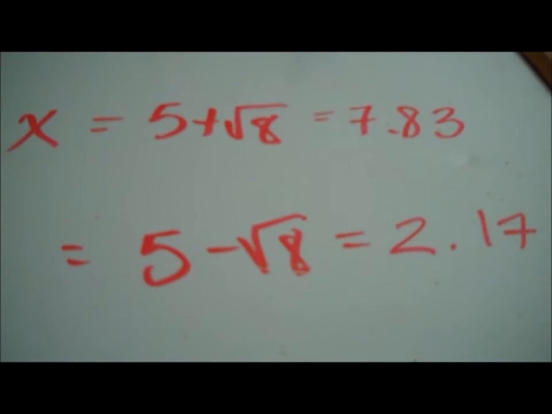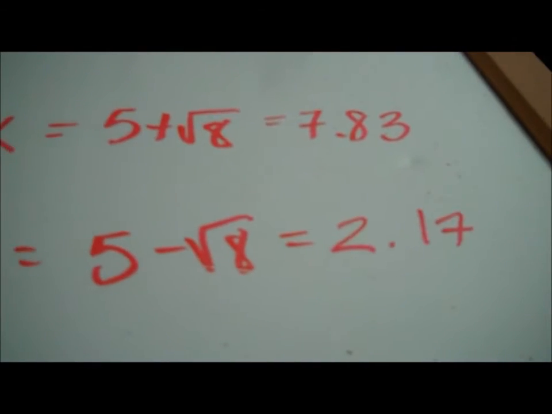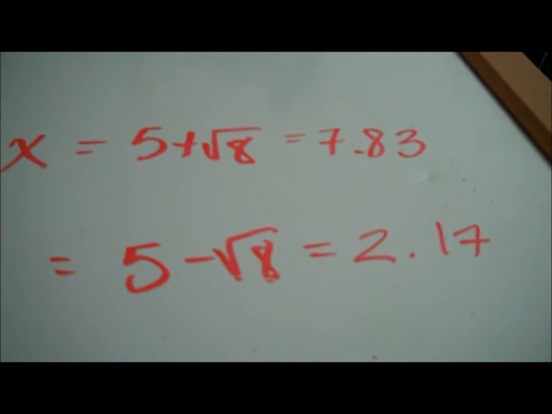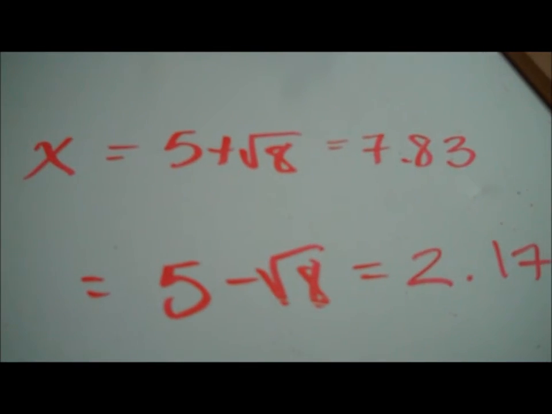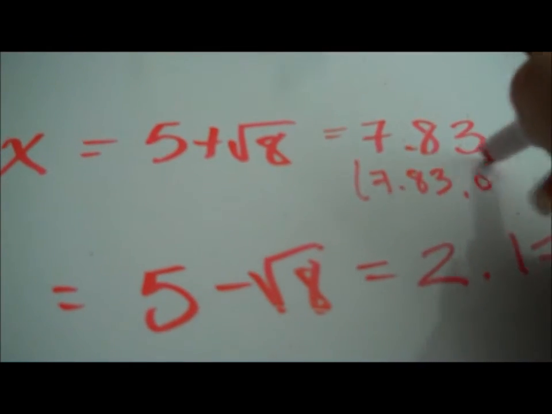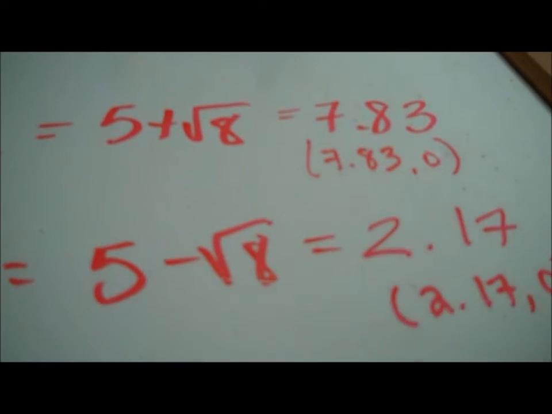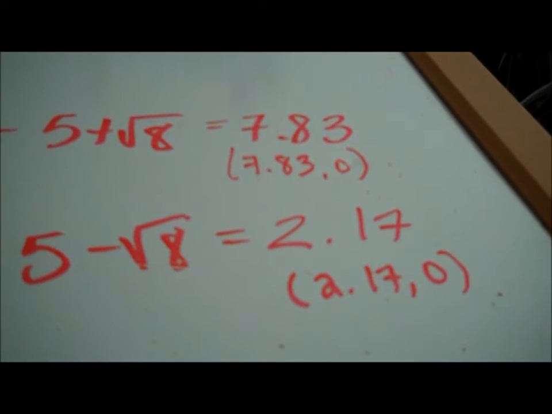So I worked them out and I got 7.83 and 2.17. Okay? So those would be our x-intercepts. And again, if I were to write these as ordered pairs, it would be (7.83, 0) and (2.17, 0). So again, ordered pairs.